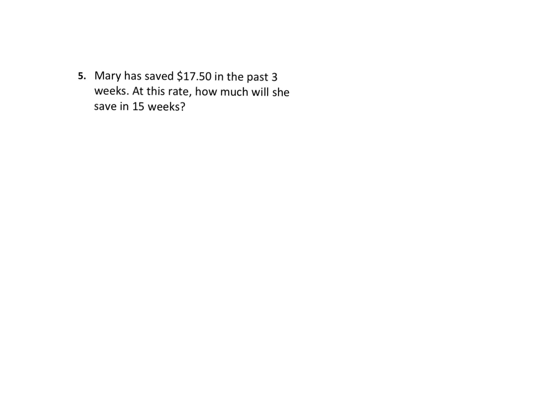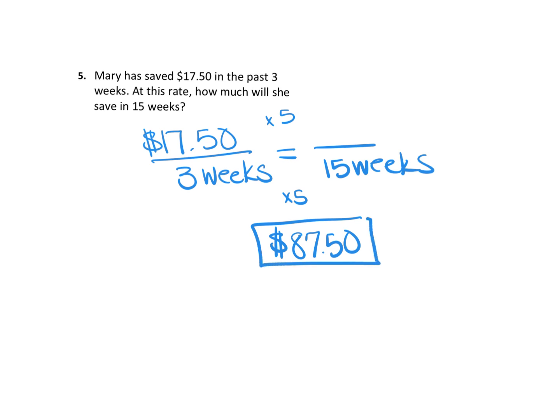All right, so I set this up as $17.50 for every 3 weeks. And I didn't want to know for 3 weeks, I wanted to know for 15 weeks. So certainly I could cross multiply and divide, but I saw that to go from 3 weeks to 15 weeks I multiplied by 5. So if I did that on the bottom, I'd have to do it on the top. And so that means that for 15 weeks, it is going to cost $87.50.